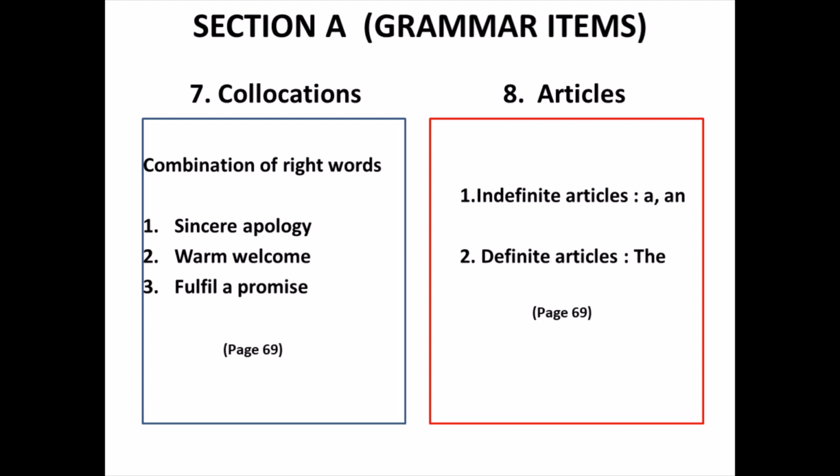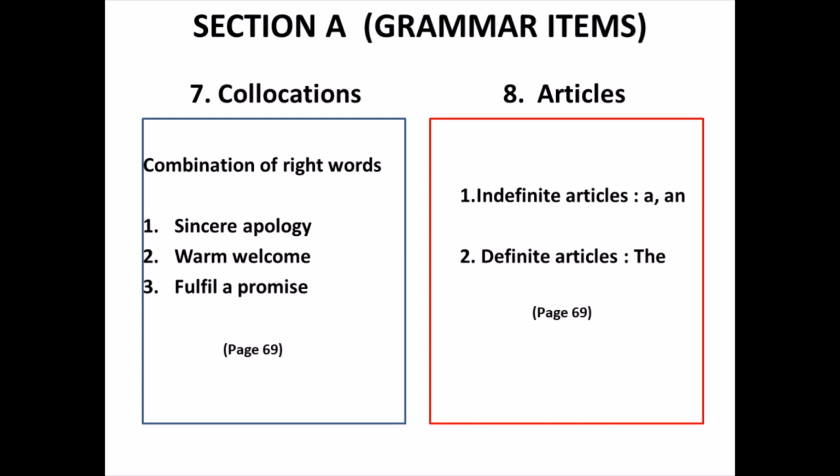Then the last item is articles. We all know there are two types of articles, indefinite articles and definite articles. Indefinite articles are a and an, and the definite article is the. Indefinite articles are used for general nouns. When we talk about general things, we use a and an, and the definite article the is used when we talk about specific things or specific events. So indefinite article a is used before consonant sounds and an is used before vowel sounds.